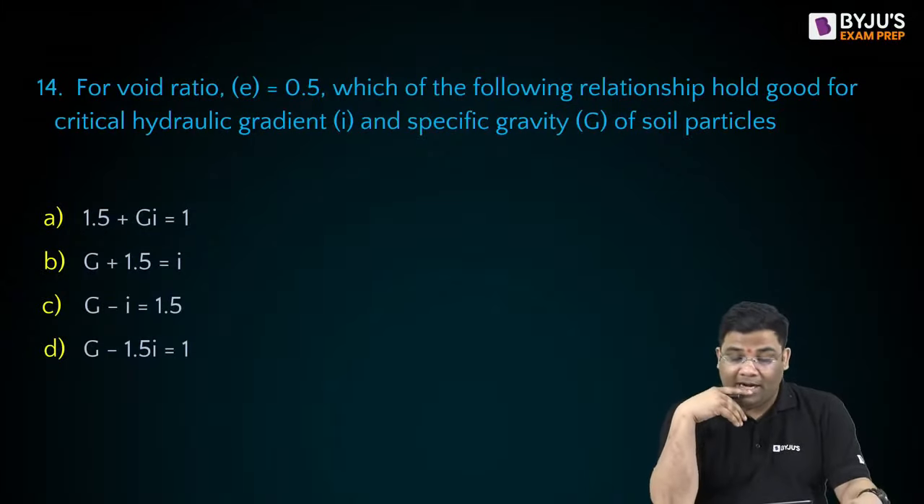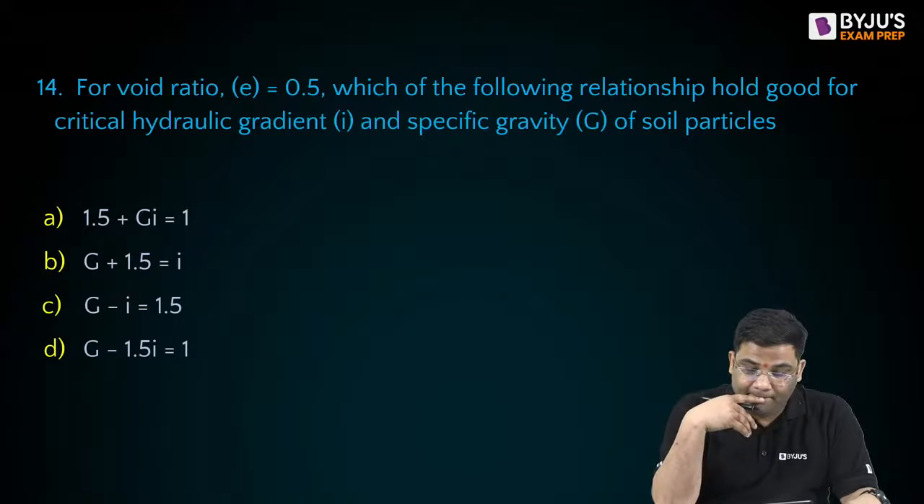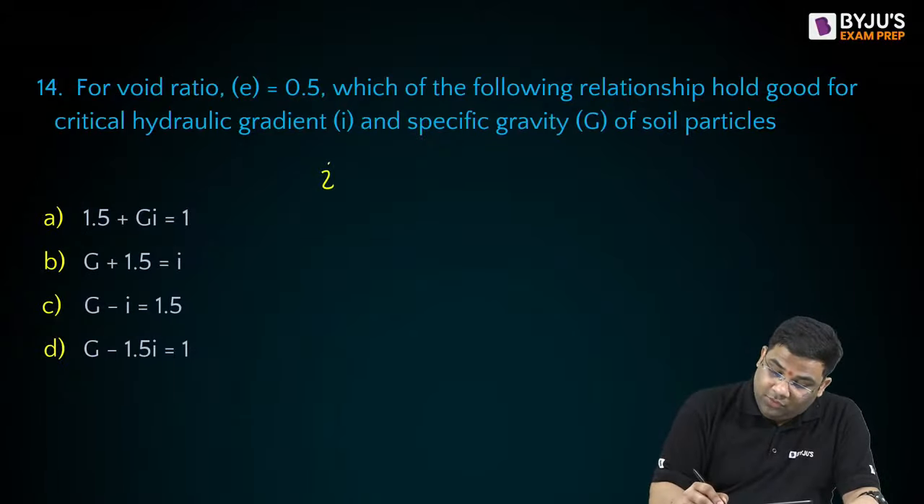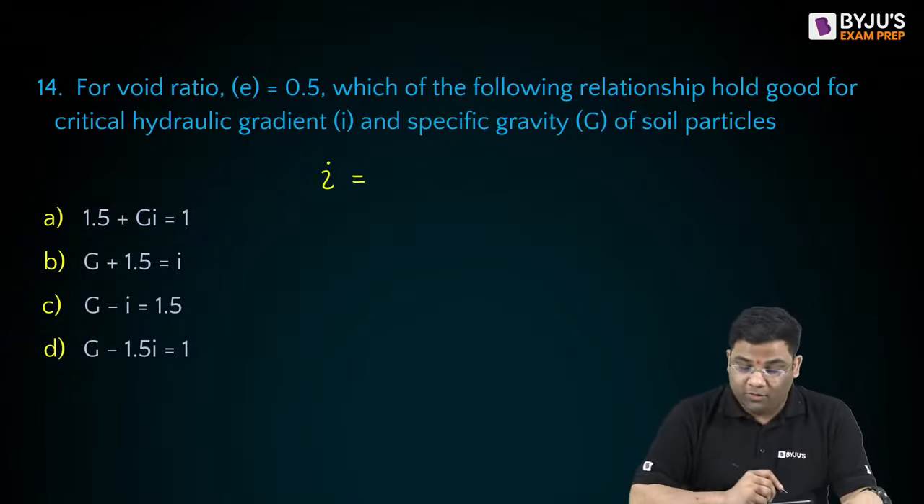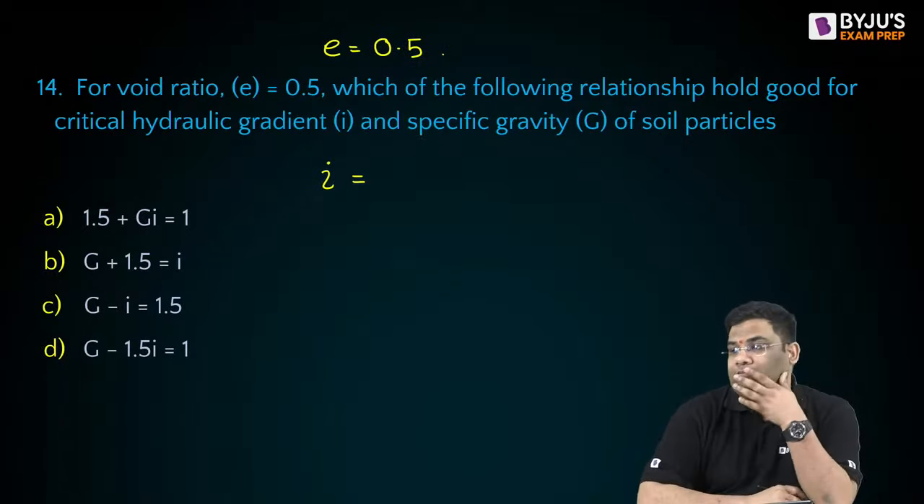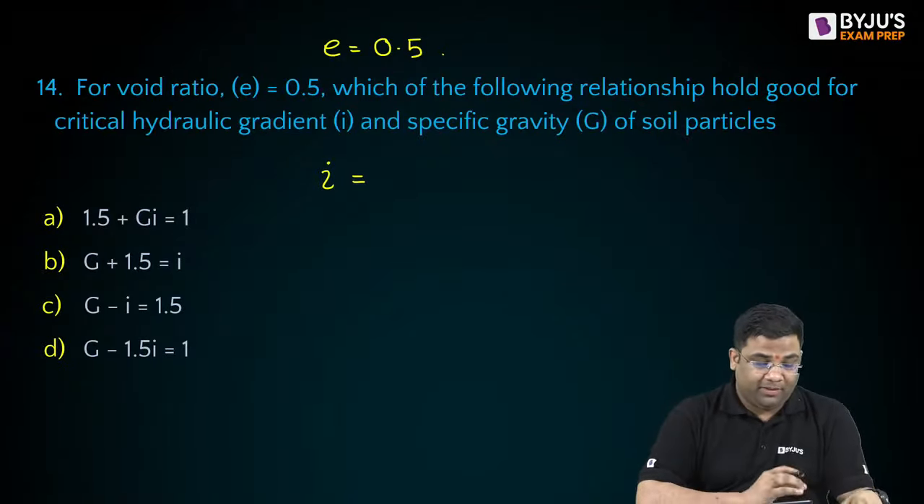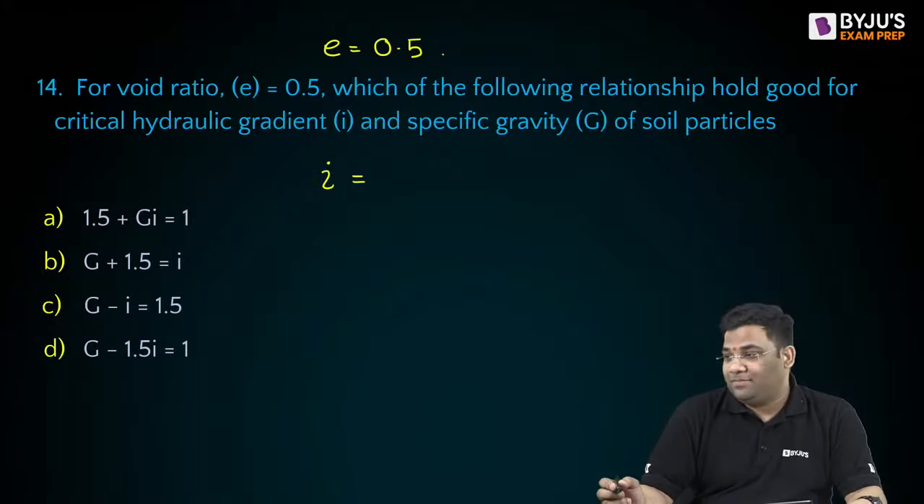Okay, critical hydraulic gradient. Please answer this question. You should know how to find the critical hydraulic gradient. We know the formula. Use that formula and find this. The porosity and the void ratio are given to us. You have to establish a relationship. Just do some cross multiplications. You'll get the answer.